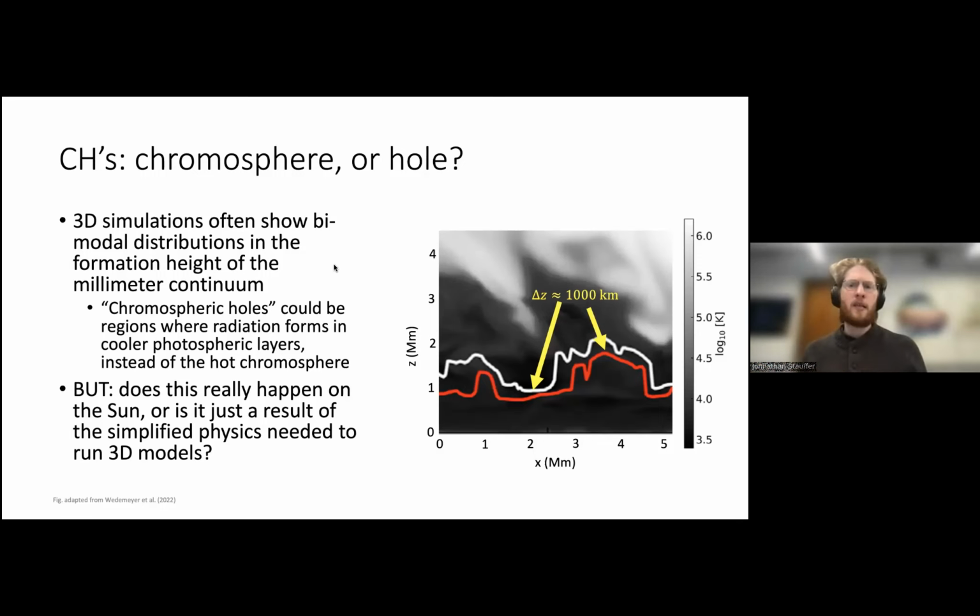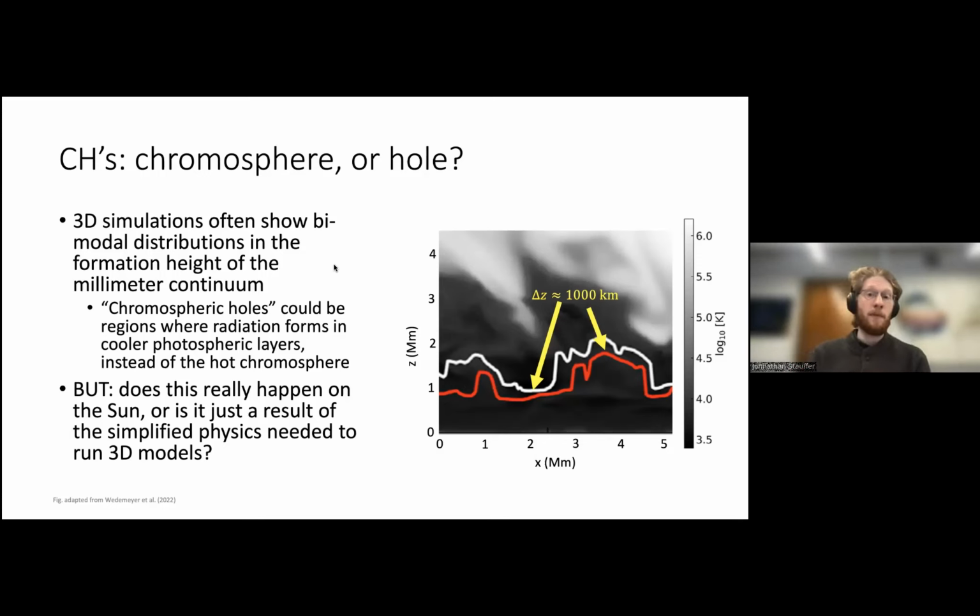And so in this case, the chromospheric holes that we see wouldn't be cold gas in the chromosphere, but instead are literally holes in the chromosphere, where ALMA is instead seeing deeper into intrinsically cooler layers of the solar atmosphere. However, these 3D simulations, because they're 3D, are usually run with simplified chromospheric physics, and so we can't necessarily rely on them to really accurately reflect what the chromosphere is doing.